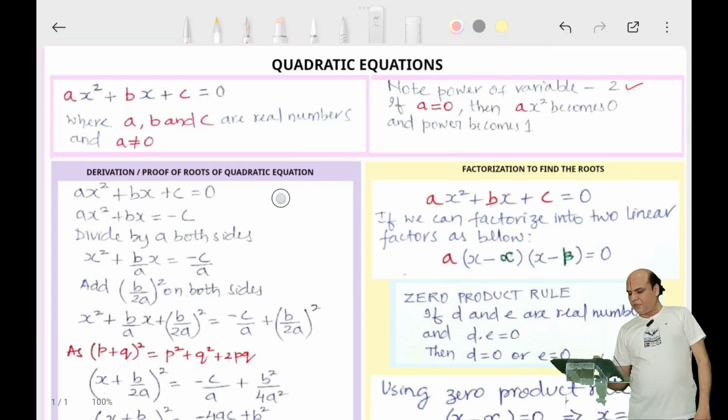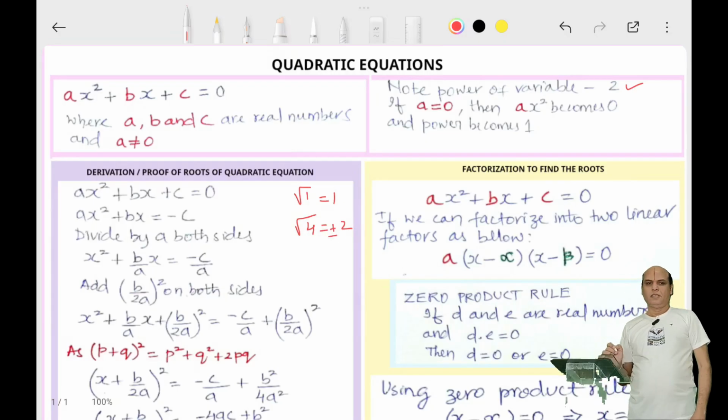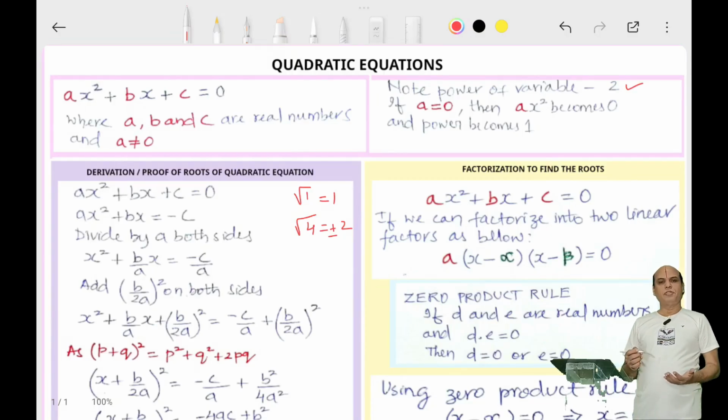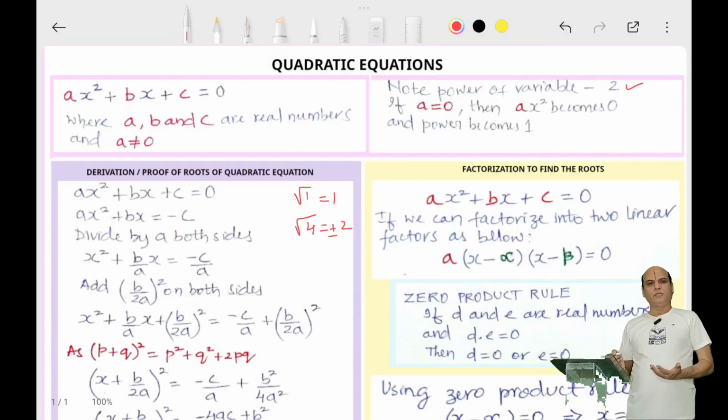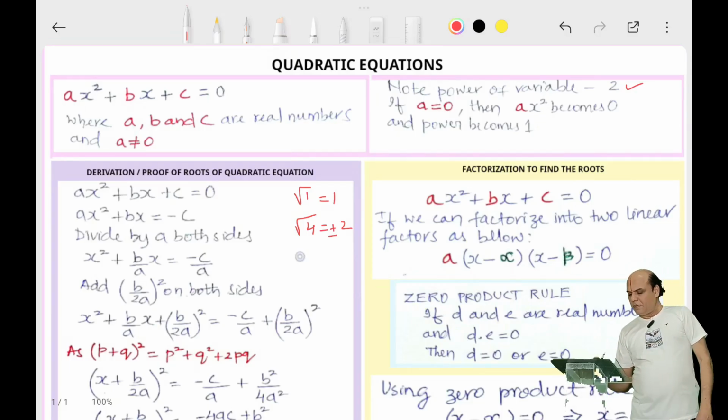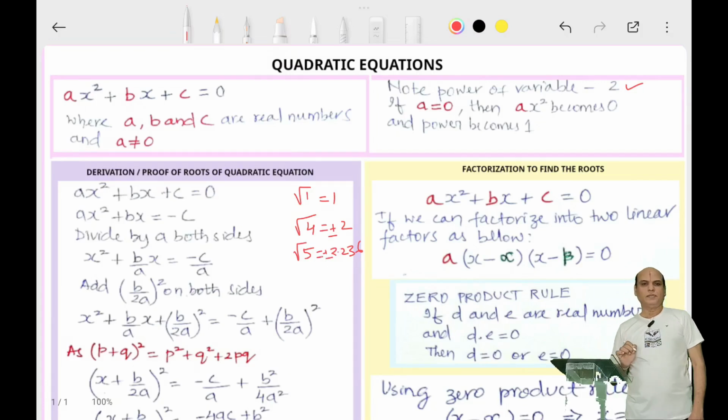So we know that square root of 1 is 1, square root of 4 is 2. But this 2 can be plus or minus. So if you take minus 2 into minus 2 is 4, that also satisfies. Plus 2 into plus 2 is 4. Square root of 5 is 2.236. So it is above 0. Okay.